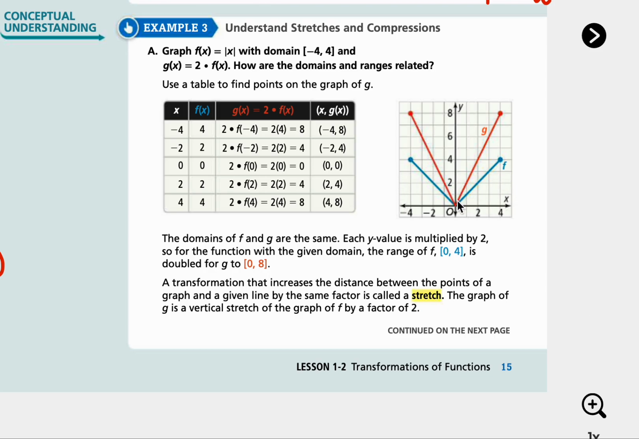So you can see that the graph actually stretched by 2 vertically. So this is called a stretch. Stretch is another type of transformation. When describing stretch, you will typically say the scale factor as well. So it's a vertical stretch. So you need to say if it's a horizontal or vertical stretch of the graph of f by a factor of 2. Okay? So that is an example of a stretch of an absolute value function.